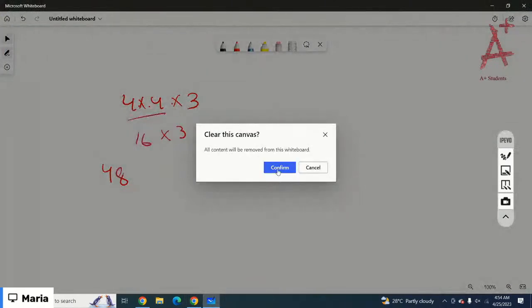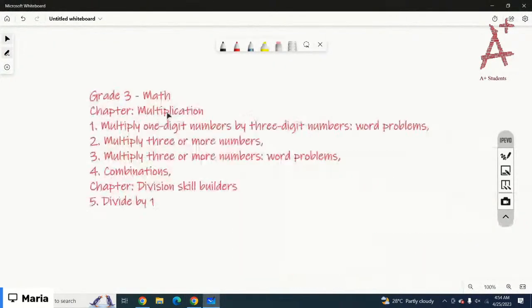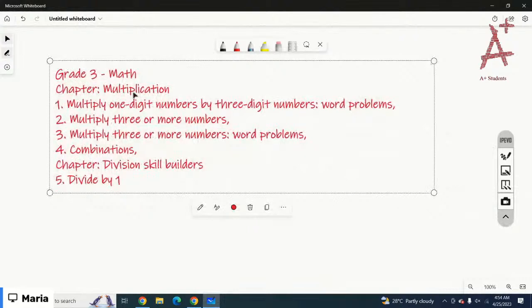So we are working on grade 3 maths. We have started with the chapter multiplication. The lessons we have covered are multiply one digit number by three digit numbers word problems, multiply three or more numbers, multiply three or more number word problems. Then we did combinations. We've started a new chapter that is division skill builders, and the lesson we have covered from the chapter is divide by 1. Got it? Please make sure before the next session you complete all the test questions.